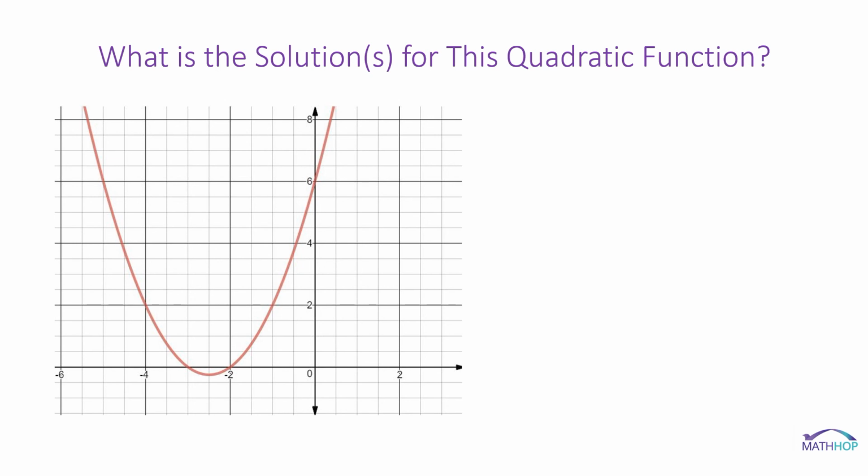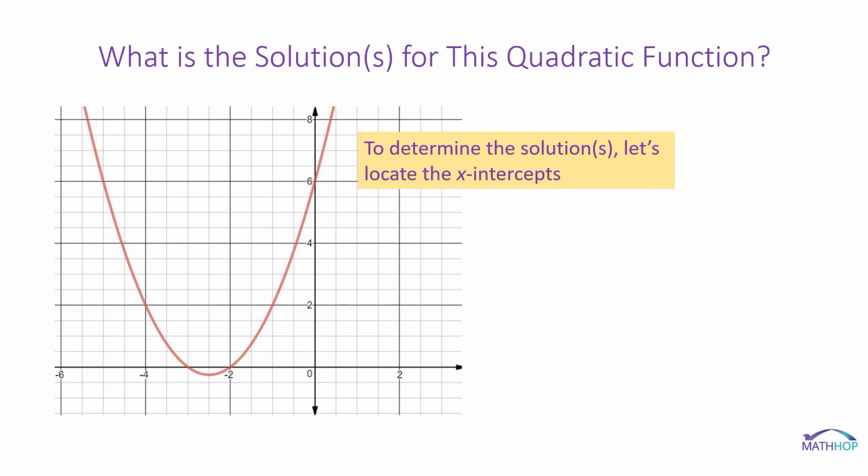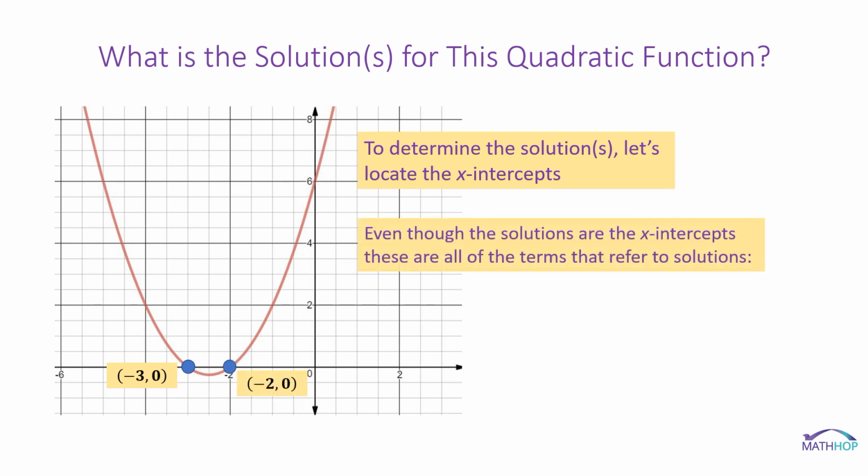All right, remember, the solutions are the x-intercepts. So to determine the solutions, let's locate those. Put a plot there, -3, 0, and 2, 0. There we go. Even though the solutions are the x-intercepts, you're going to love this, there are different terms that refer to this. Sometimes they won't ask for the solutions. They will ask for the x-intercepts. That's really nice when they do that. They don't usually, though. They normally say, determine the roots or the zeros.